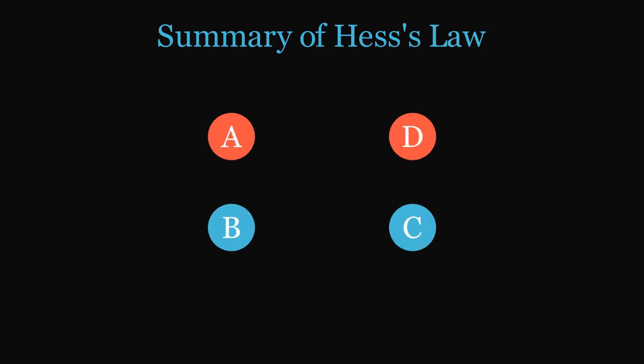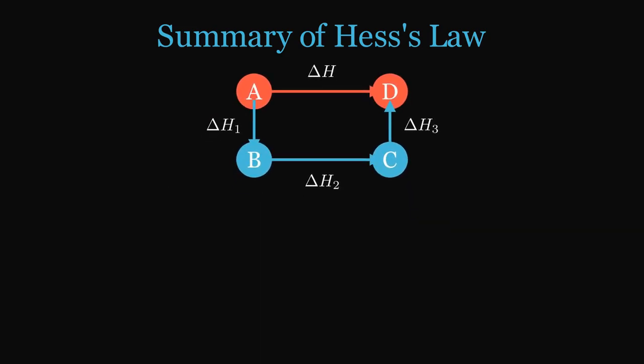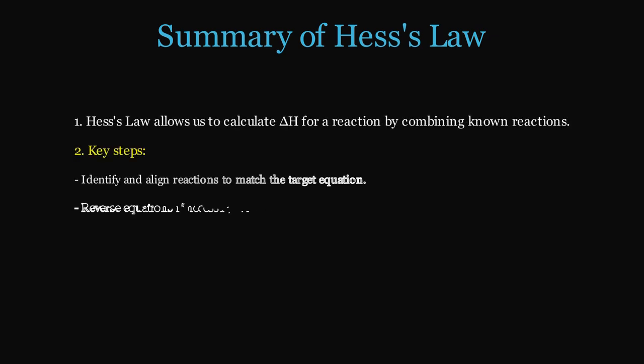To understand why Hess's law works, let's look at a diagram. Each point represents a different state of the system and the arrows show the enthalpy changes. The direct path from A to D has the same enthalpy change as the indirect path through B and C. This is because enthalpy is a state function. It depends only on the initial and final states, not the path taken. Hess's law is a powerful tool for calculating enthalpy changes, especially for reactions that are difficult to measure.